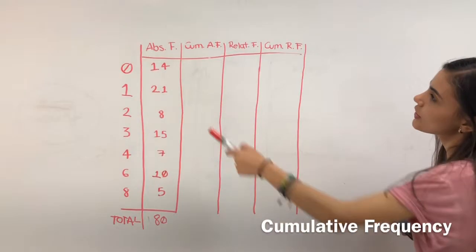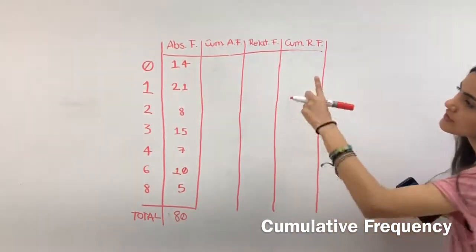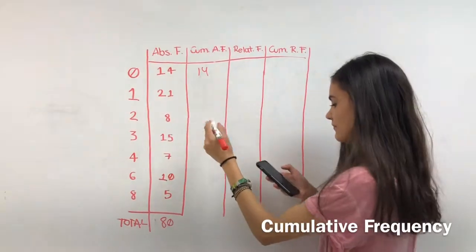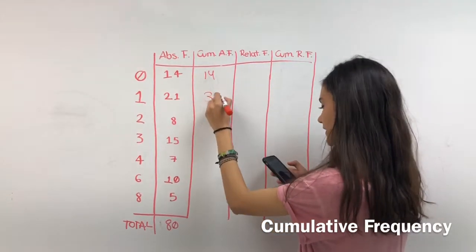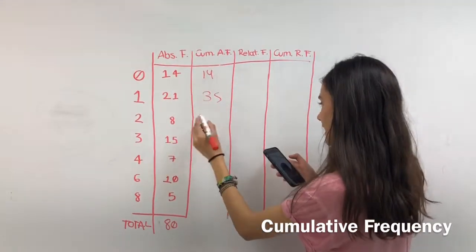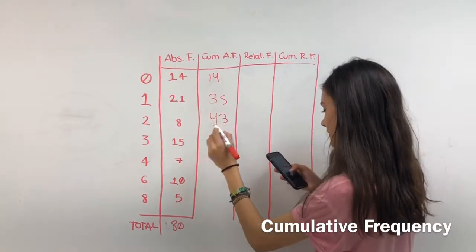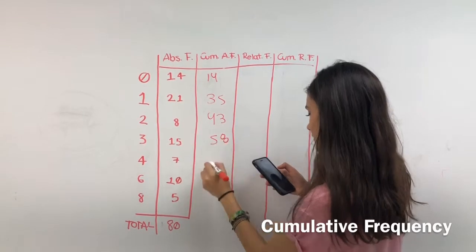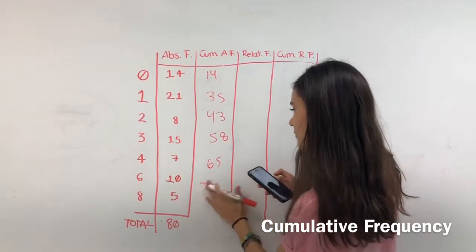The way that you get the cumulative absolute frequency is you just sum them up. So you go 14 and then 14 plus 21. That's 35. 35 plus 8, 43. 43 plus 15, that's 58, and so on and so forth.